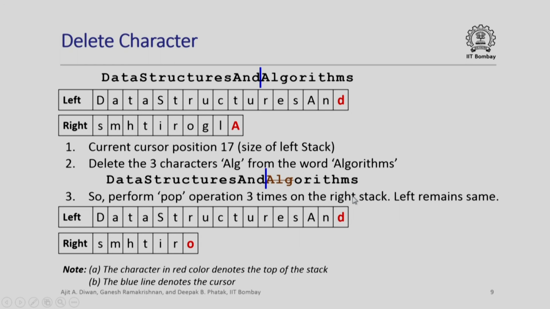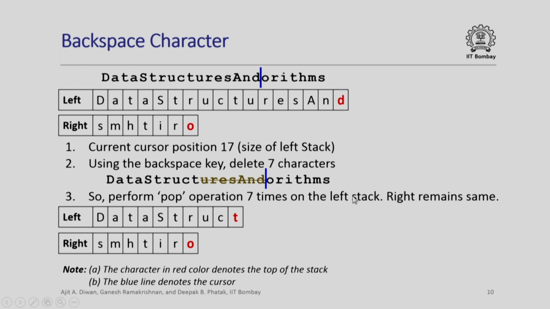You would have already guessed how I can delete characters to the left of the cursor. So, the backspace character will delete characters to the left of the cursor. Suppose I want to delete 7 characters to the left of the cursor, that is URES, capital A N D, these characters I want to delete.